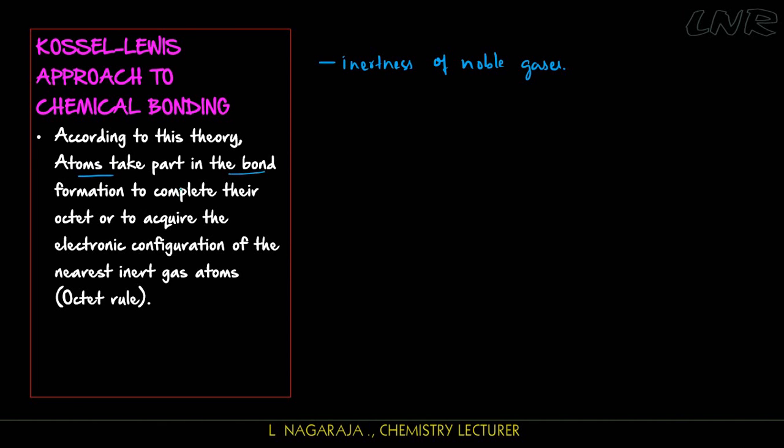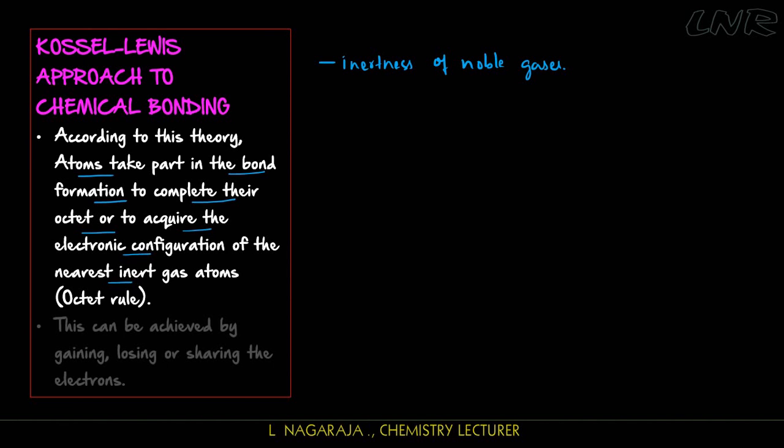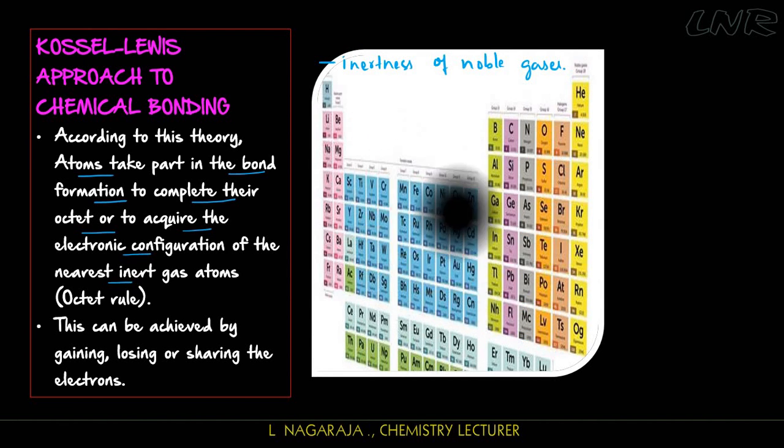to complete their octet, to acquire the electronic configuration of inert gas atoms. Let us take an example of the periodic table. In the periodic table, only the group 18 elements are generally called noble gases. So noble gases only are stable elements. That is, only noble gas elements exist in nature in the atomic state. Atomic state means in the single form.